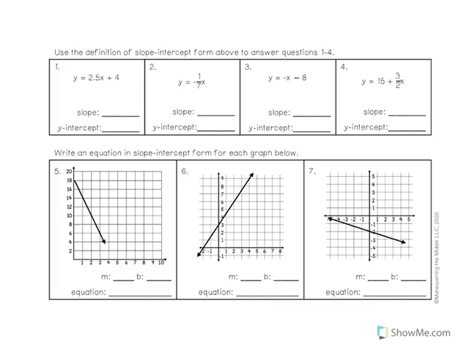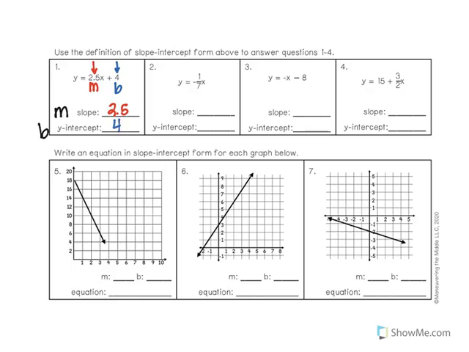You're going to use the definition of the slope-intercept form that we just did to answer questions 1 through 4. So we're going to list the slope, which is m, and we're going to list the y-intercept, which is b. One thing I would do on this first part is list these continuously. My slope is m, my y-intercept is b. So the slope in this equation is 2.5, and the y-intercept is the b, which is 4.